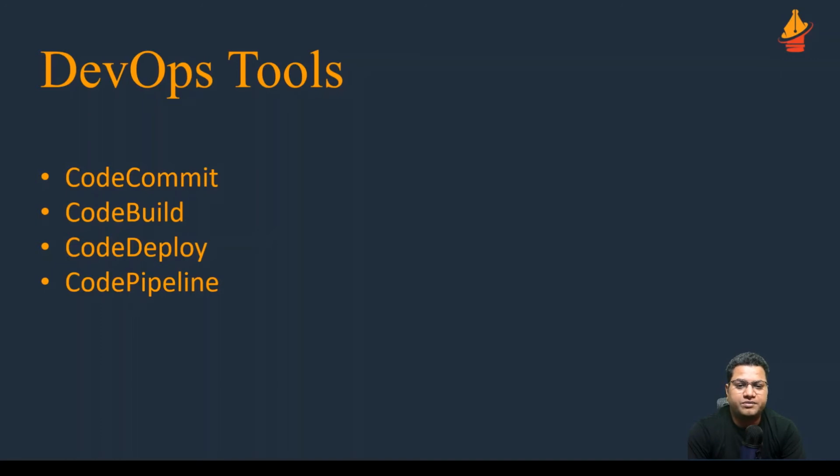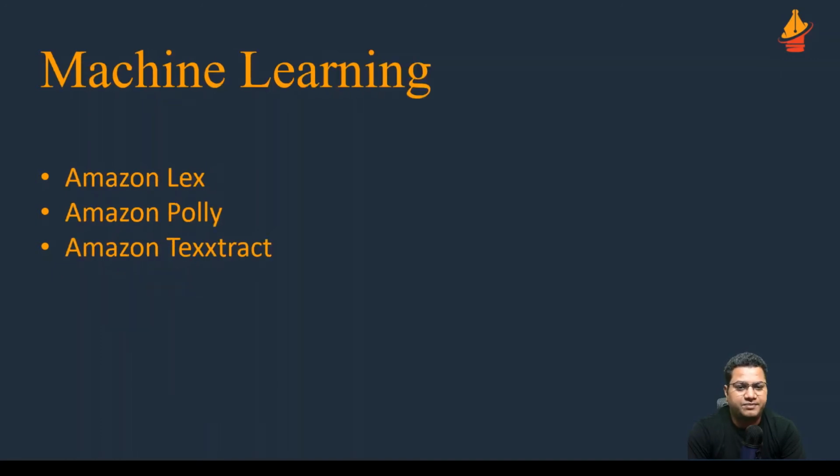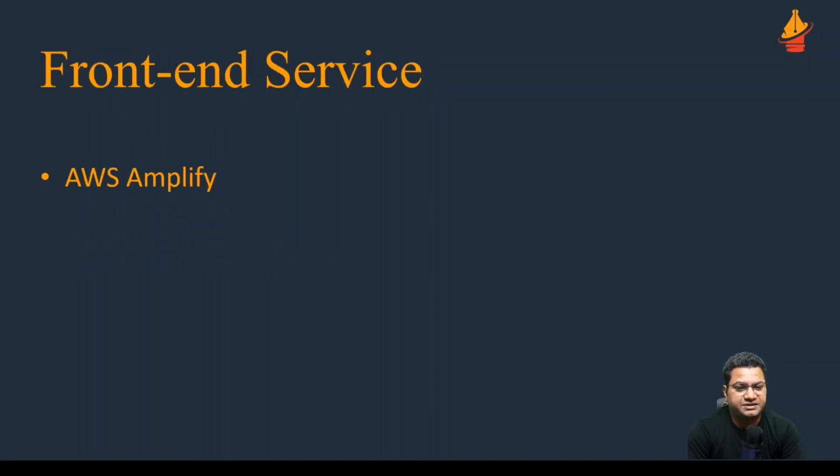We are going to talk about CodeCommit, CodeBuild, CodeDeploy, and CodePipeline. On machine learning, we will be seeing some of the examples of Amazon Lex, Amazon Polly, and Amazon Textract. On the front-end service, we are going to see the demo on AWS Amplify services. So far, if we look at all these services, these are very comprehensive services provided by AWS. And in this complete series or the playlist of AWS sessions, we are going to talk about most of these services with hands-on exercises. That is my favorite thing.